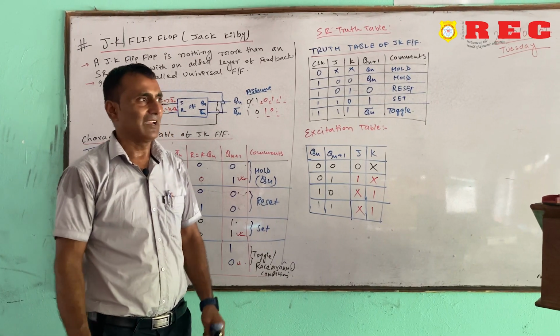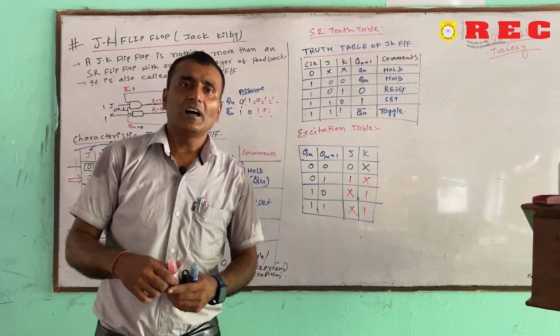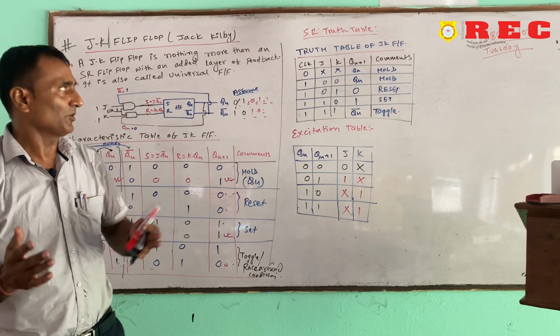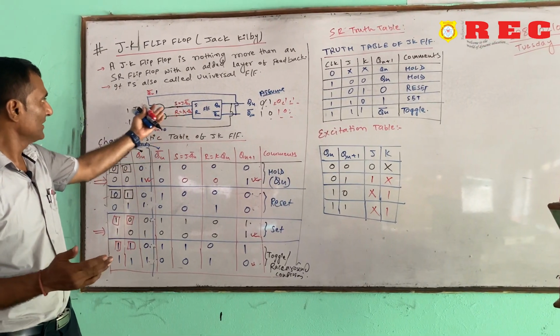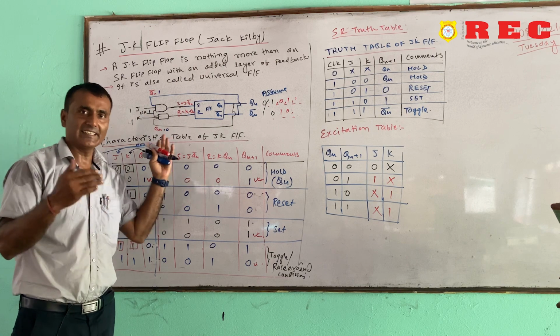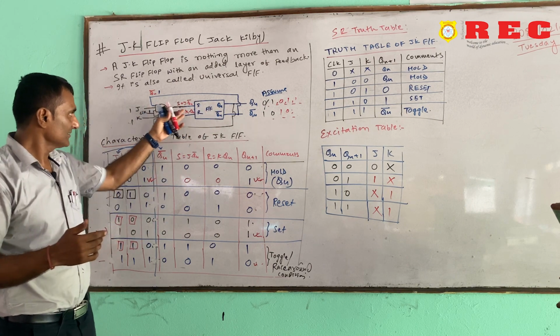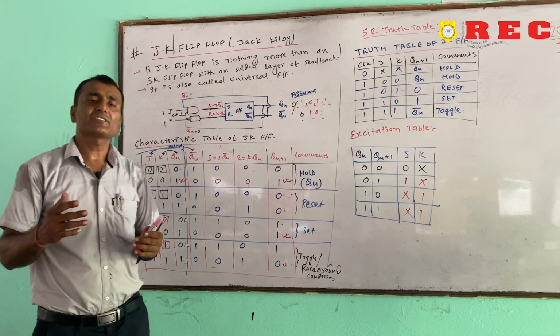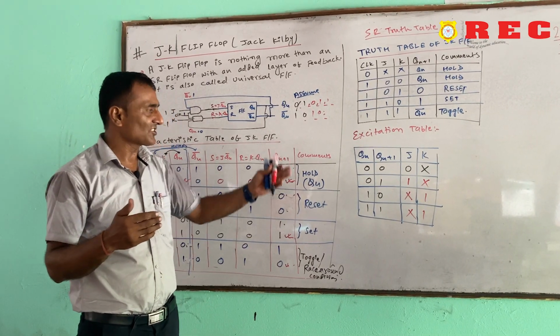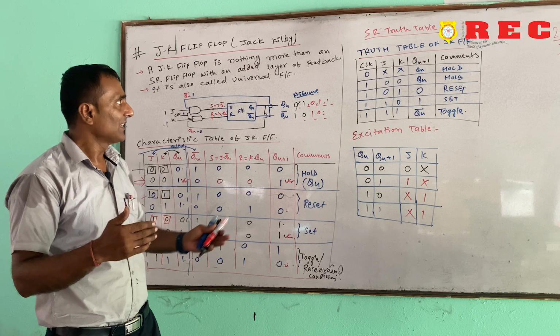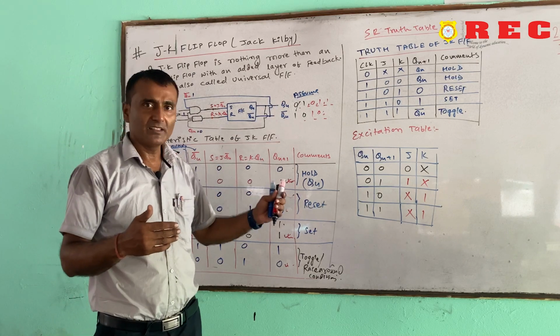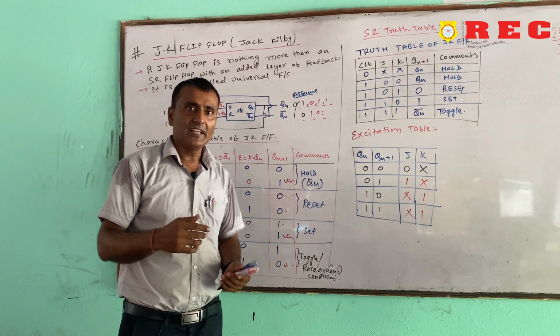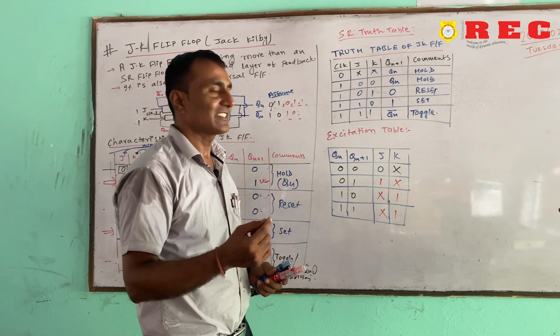So we have already seen how the JK flip flop is developed from the SR flip flop. This is the SR flip flop. We have just added an AND gate and feedback to the AND gate. We first made the characteristics, after that the characteristic equation with the help of the K map, then the truth table, then the excitation table, and the last one is the race around condition.